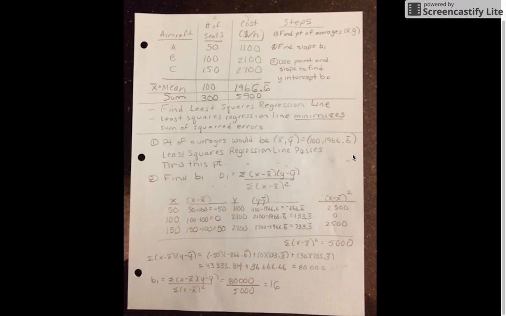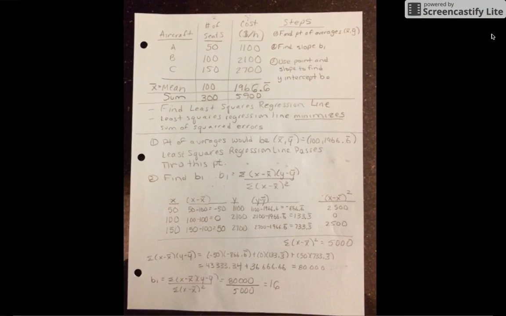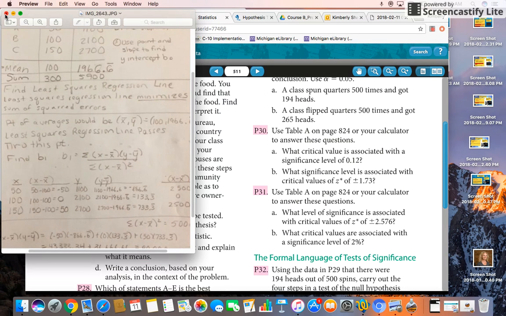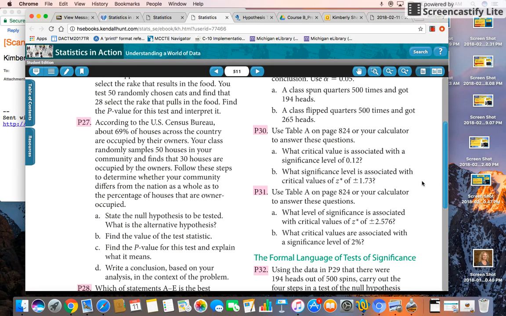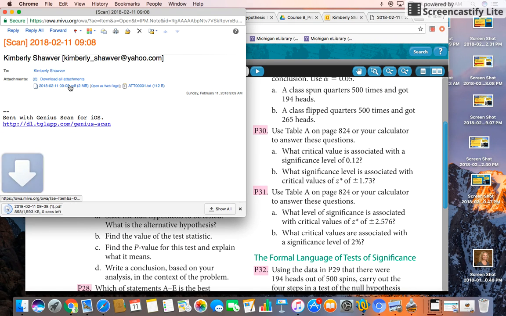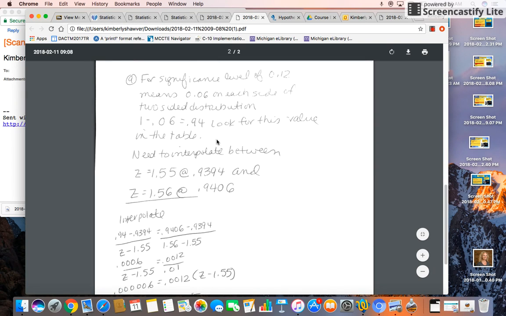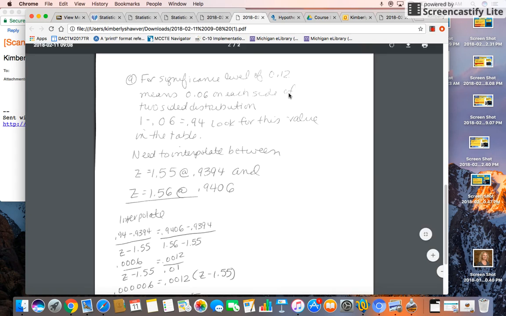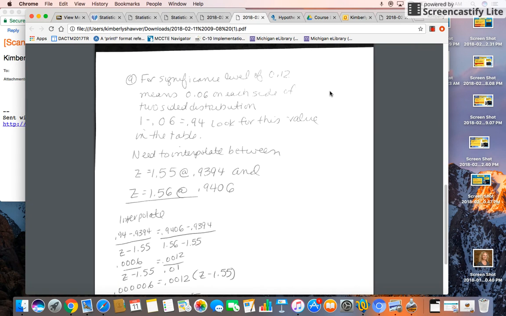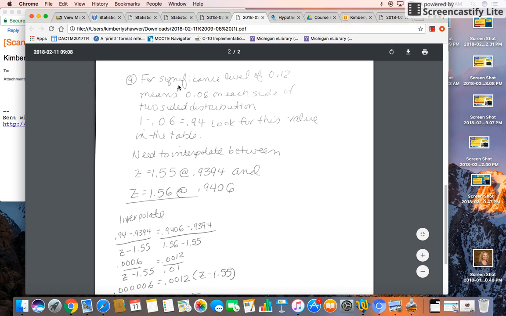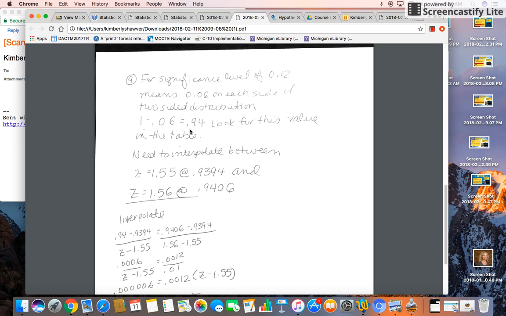Let's go ahead and take a look at a solution that I made for you guys. Okay, first of all, because I didn't tell you otherwise, assume it's two-sided. So a significance level of 0.12 really means 0.06 on either side. So in order for me to figure out where I am in the table, I would take 1 minus 0.06 or 0.94. So I want to look for this value, 0.94, in the table.